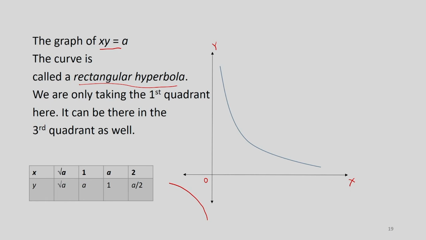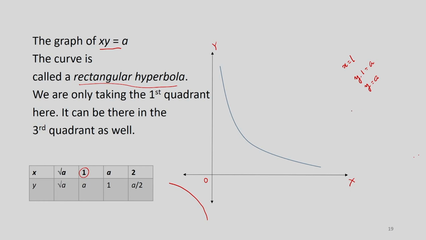If I take x equal to 1, then what do you get? y multiplied by 1 is equal to a. So, y is equal to a. So, the point (1, a) is going to lie on the graph. Where is a? What is the value of a here?